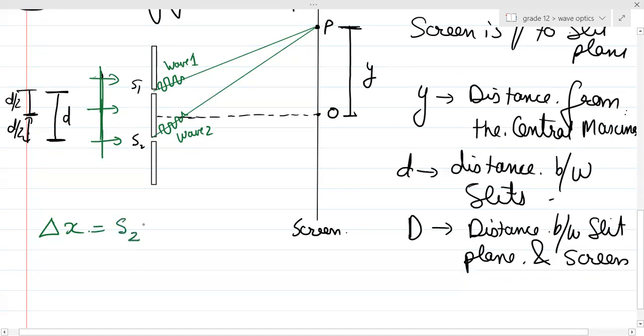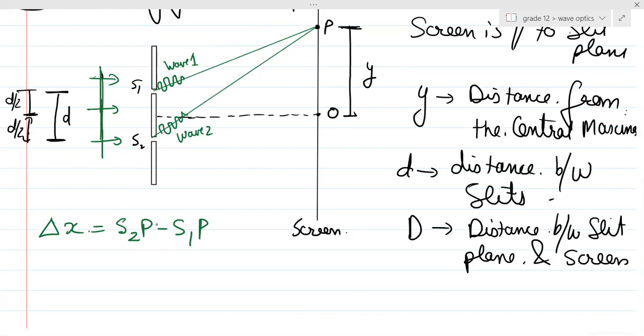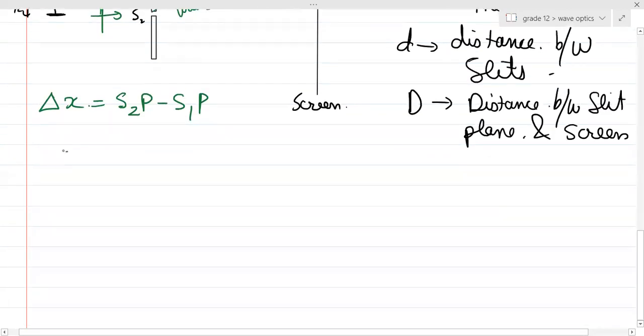The path difference is S2P minus S1P. Very good. S2P minus S1P, because here it is clearly visible that wave 2 has to travel a greater distance to reach point P, and wave 1 has to travel less distance. So S2P will be greater than S1P, right? So this will be the path difference between them. Yes or no?